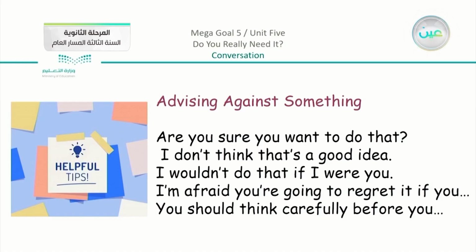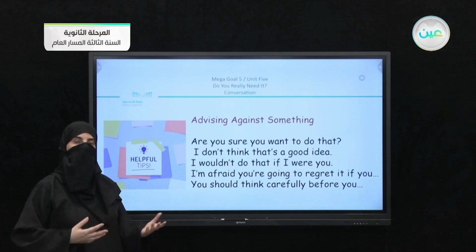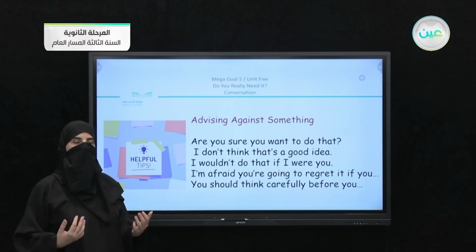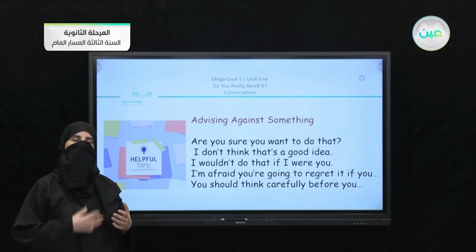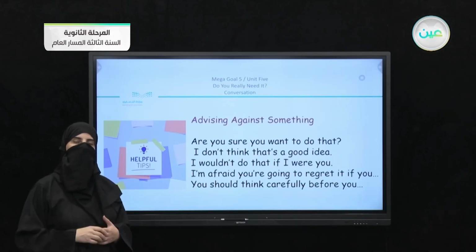So here we can see that there is a direct phrase to show that you do not agree and you are advising to do something else. I wouldn't do that if I were you. So I'm putting myself in the person's place and saying, I wouldn't do that if I were you, just to show another way to advise against instead of giving a direct phrase.